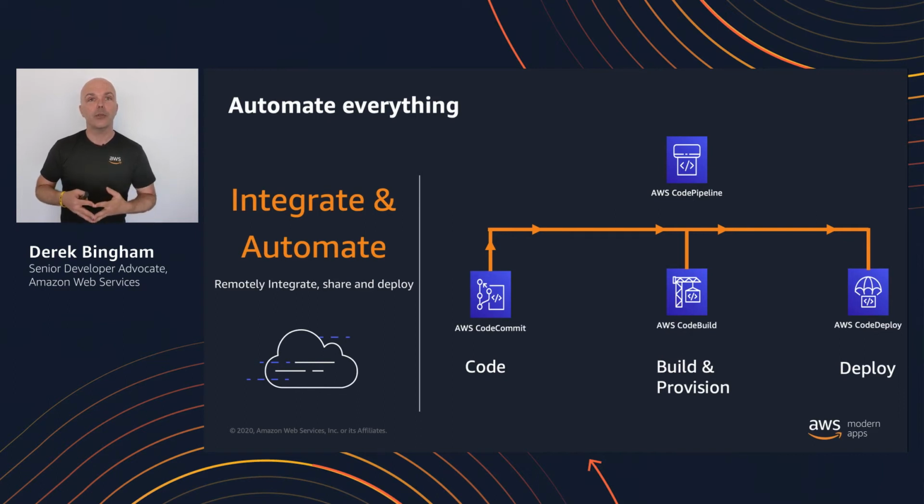We have AWS CodeCommit. Then on to how to build it and provision your environment. So we use CodeBuild and CloudFormation as the provisioning tool. And then on to CodeDeploy to deploy the artifacts. So the artifacts being your code, as well as what infrastructure you want to provision. And that's all orchestrated by AWS CodePipeline.